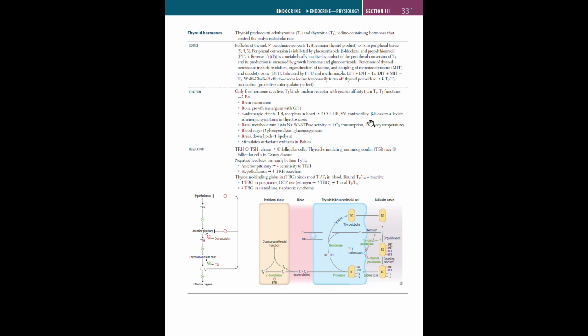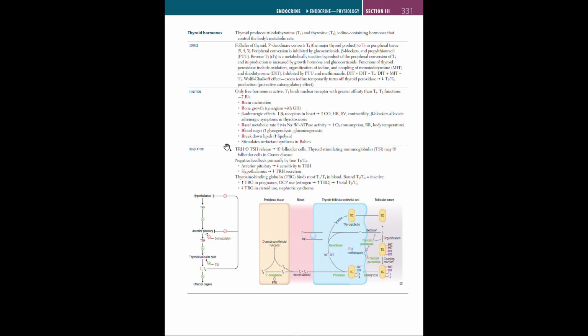Beta blockers alleviate adrenergic symptoms in thyrotoxicosis. Basal metabolic rate increase, which is caused via sodium potassium ATPase activity, which will lead to increase in oxygen consumption, respiratory rate, and body temperature. Basically, the thyroid is controlling the heart, bone, respiratory rate, temperature. It's one of the main components in regulating the vitals.